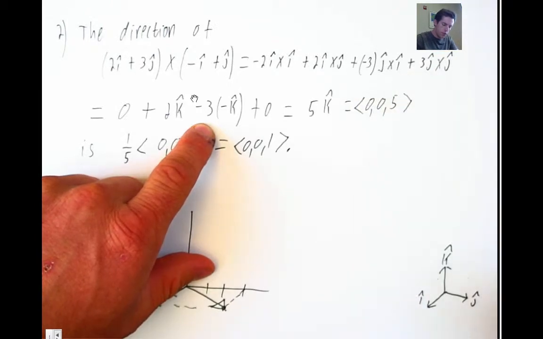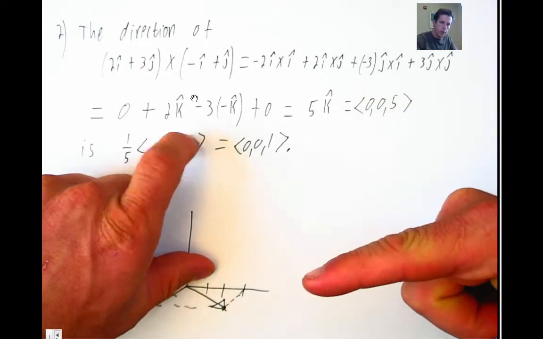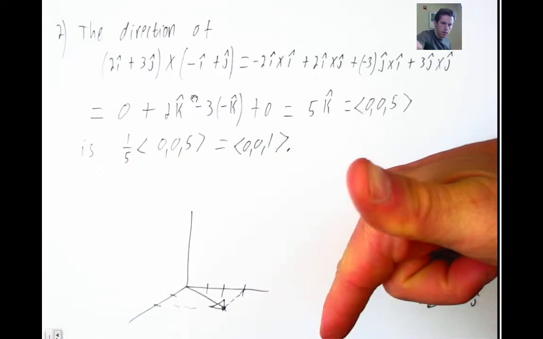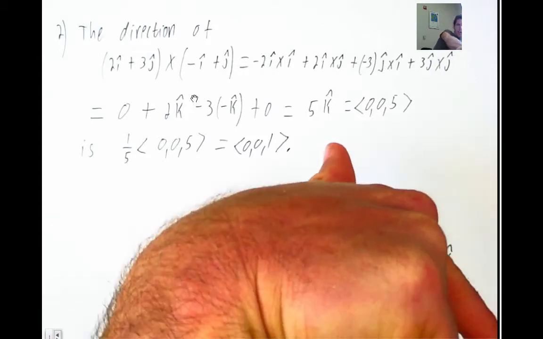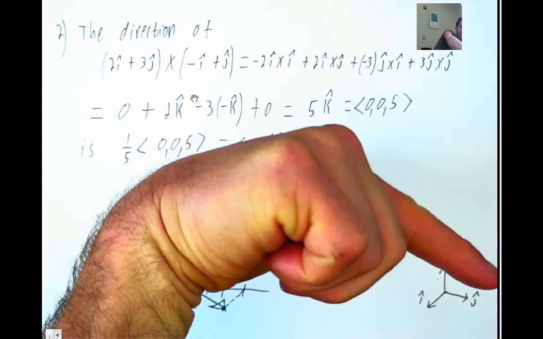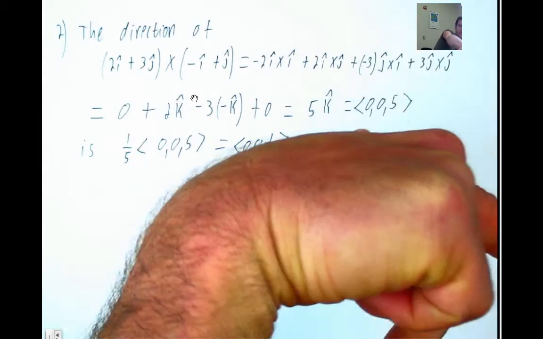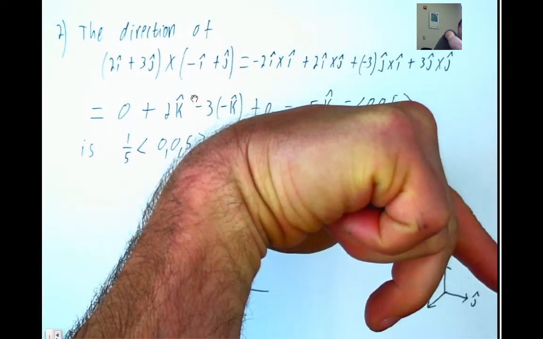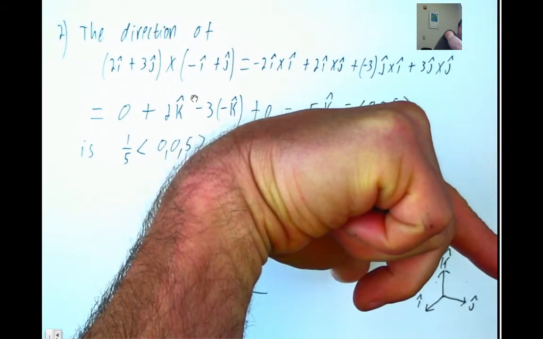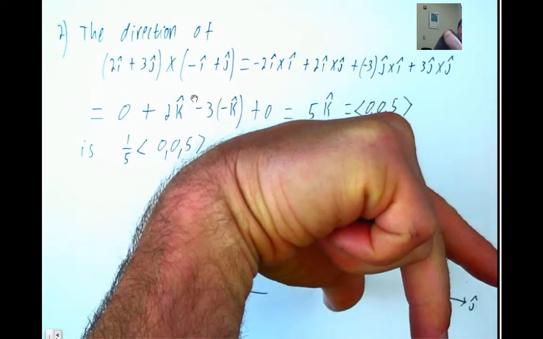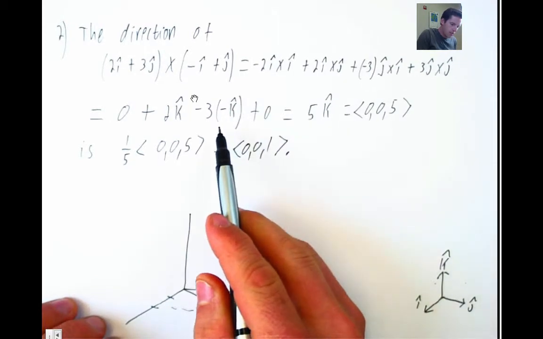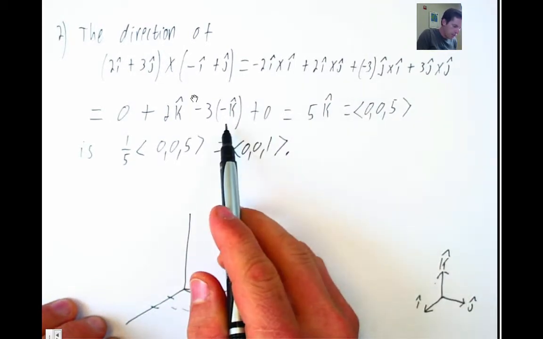This could be difficult. j cross i, so I need to point the first finger on my right hand in the direction of j, way over there. Yes, first finger in the direction of j, second finger in the direction of i. I think I got it. And then my thumb down there is pointing in the negative k direction. Okay, so negative k. Right, so I've got the negative 3 times negative k.